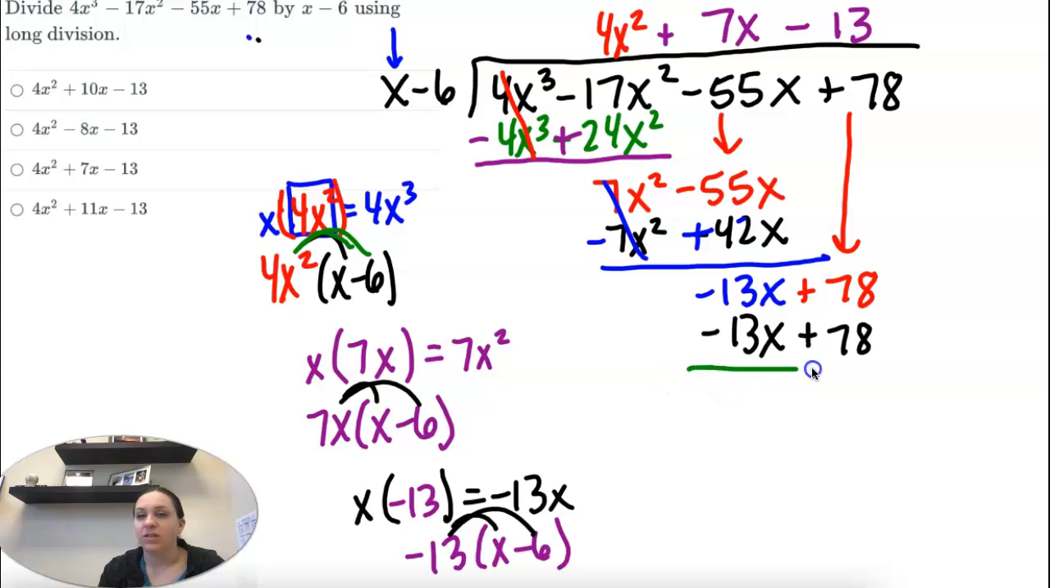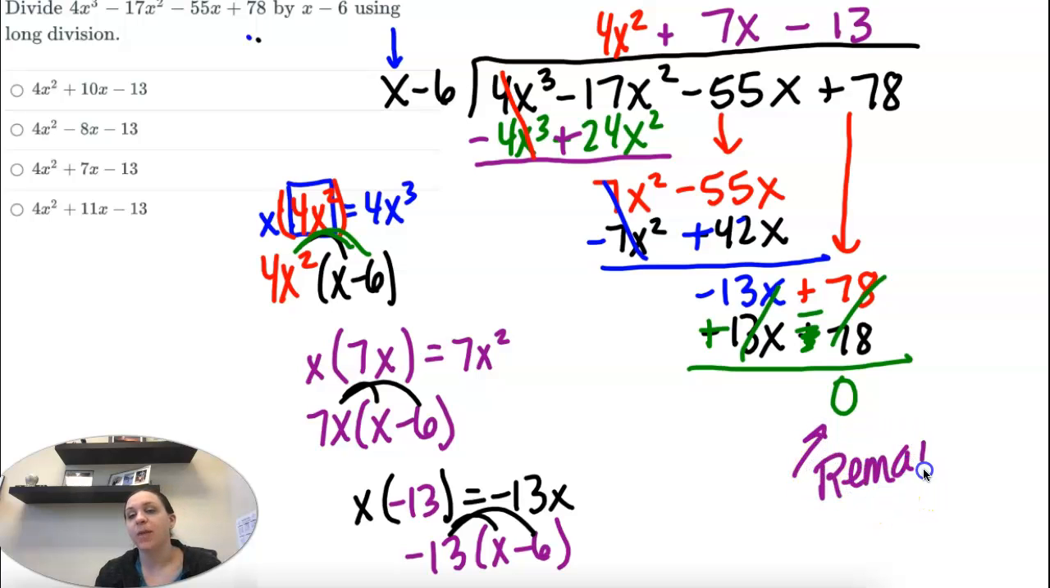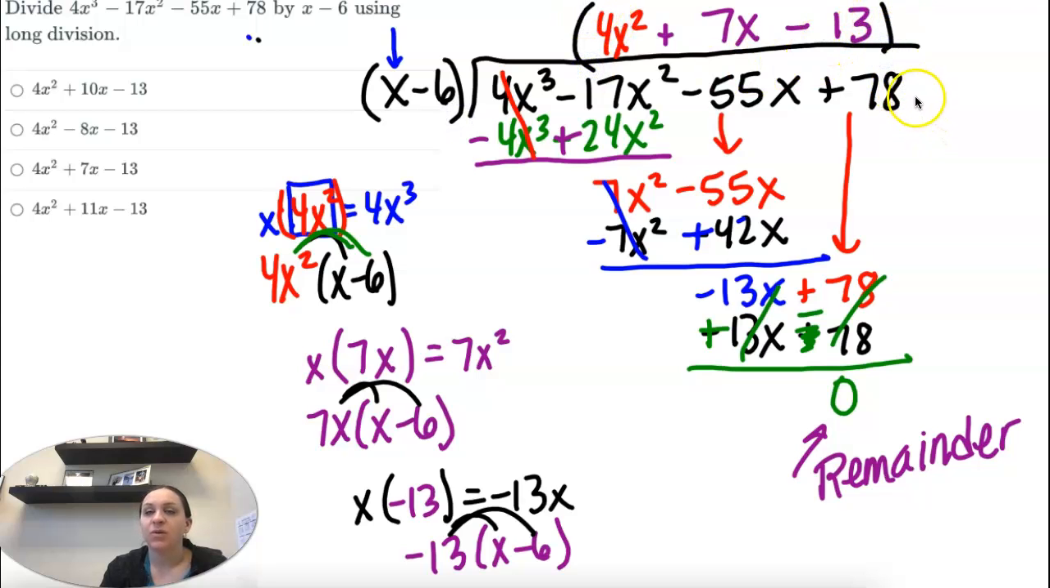And then when we subtract, we change the sign. So that becomes plus, that becomes minus. They both go to 0. And this number here is not always 0. This is actually the remainder. For this, it's 0, but it's not always. So what we just found is if we take x minus 6 times 4x squared plus 7x minus 13, we would get 4x cubed minus 17x squared minus 55x plus 78. So 4x squared plus 7x minus 13. That's our answer.